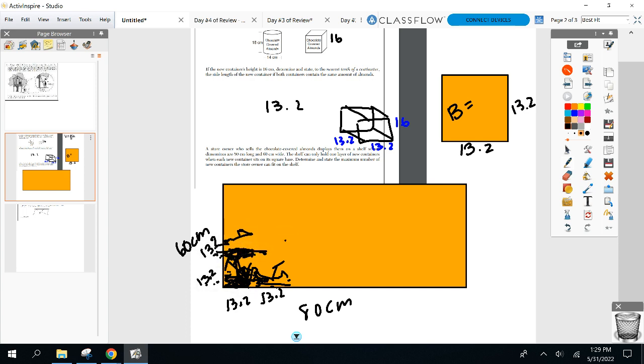13.2. How many cans can I fit going this way? How can you find that out? How many cans can I fit going this way? 80. What can I do with the 80 and the 13.2?